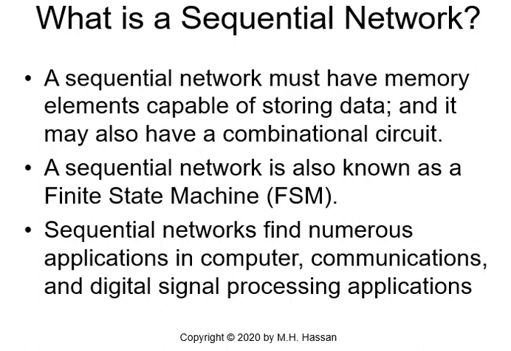What is a sequential network? A sequential network must have memory elements capable of storing data and may also have a combinational circuit. Now there are really some sequential networks without combinational circuit, but the general case is the sequential network will have a combinational circuit. A sequential network is also known as a finite state machine or FSM.